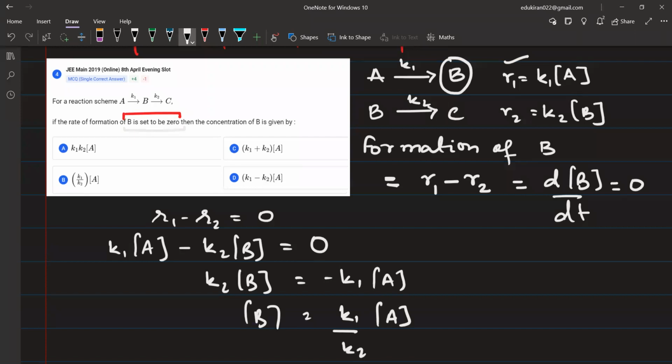Do we have any option like that? ये माइनस साइन नहीं होगा ना. K2 को हमने इधर ले गया. ठीक है. This minus sign will not be there. We are just bringing K2B this sign. K2B will be equal to K1A and concentration of B will be equal to K1 upon K2 into the concentration of A. Okay. So the correct option is going to be K1 upon K2A. No? C. No, B. B is the correct option.